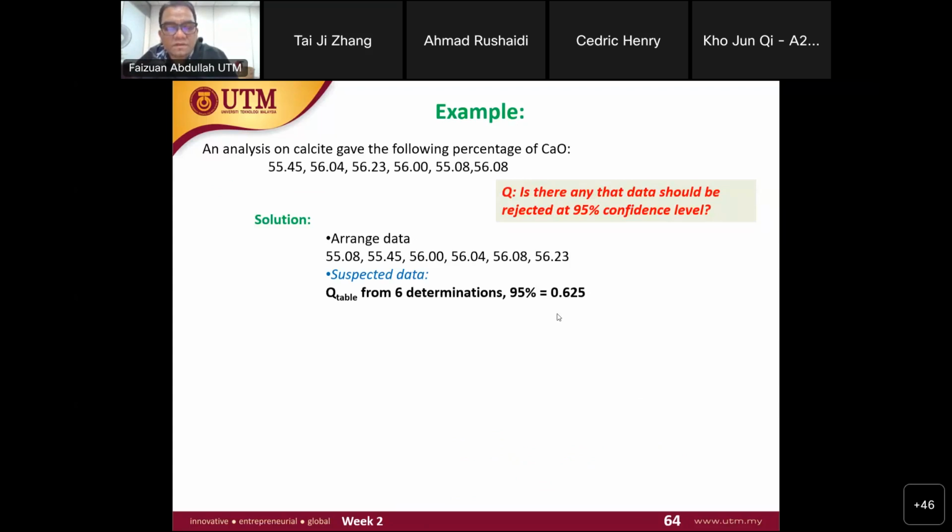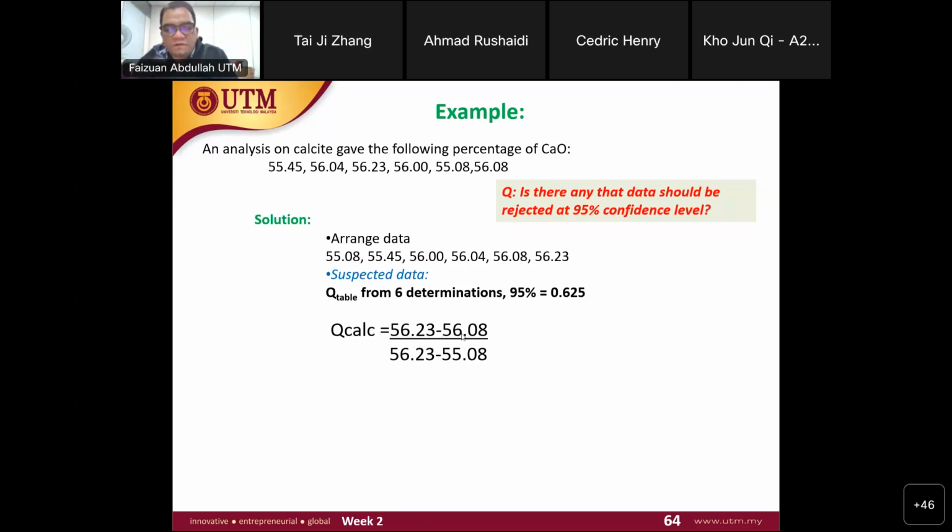Right now, second example, we arrange the data first with the increasing value. The suspected data, Q table from 6 determination, 95% confidence level is 0.625. So where is the outlier? The highest one. So we deduct with the close one.